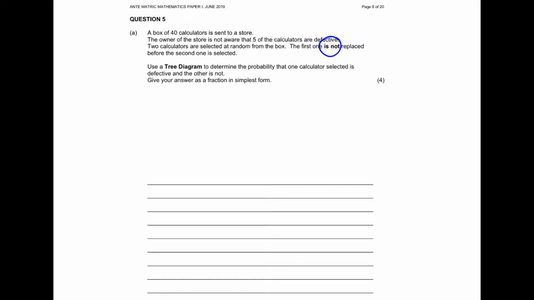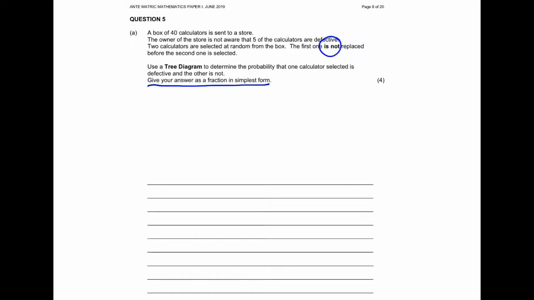Use a tree diagram to determine the probability that one calculator selected is defective and the other is not. Give your answer as a fraction in simplest form. In other words, not a decimal, not a percentage, but as a fraction in its simplest form. Okay, they've given you a big space there, and the hint there is that that's where your tree diagram goes. So even if they didn't tell you to use a tree diagram, the fact that there's a space there means that there's some kind of a diagram that you need to use to support your answer.